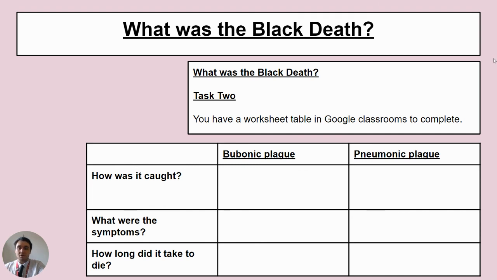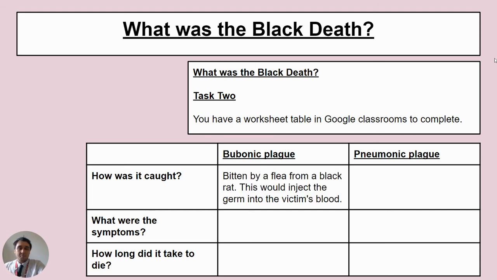So you might need to go back through the purple slides just to model the sort of detail I'm expecting here. Let's have a look at that first one, the bubonic plague. How was it caught? And here's an example of what you could write down. So I've just put there, bitten by a flea from a black rat. So I've got that detail in there. This would inject the germ into the victim's blood. So I'm not just writing down the word flea or the word rat or anything like that. I'm actually explaining it quite clearly there. So that's a sort of standard that I'm expecting. Pause the video here, go back to the purple slides to help you recap that detail. And then when you are done, press play to conclude this lesson.